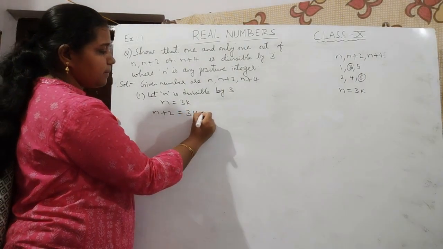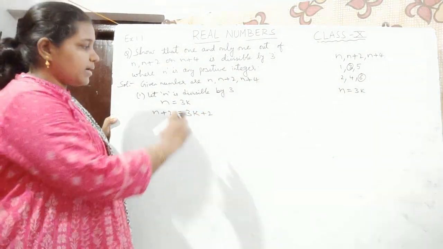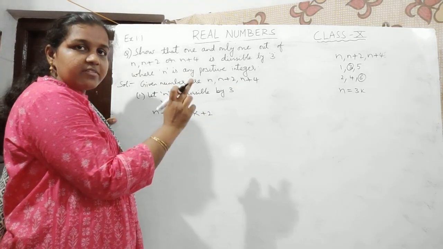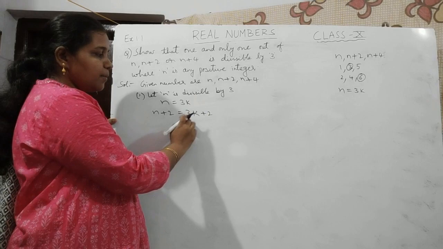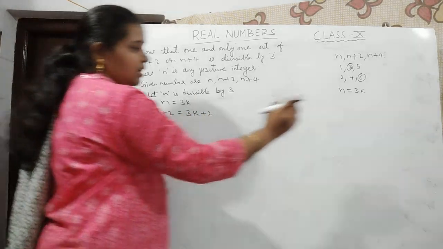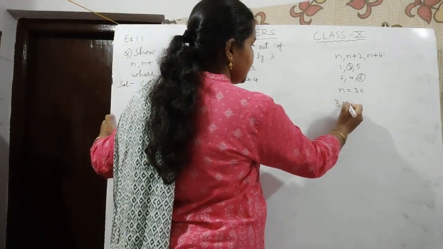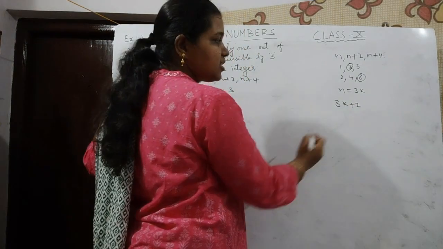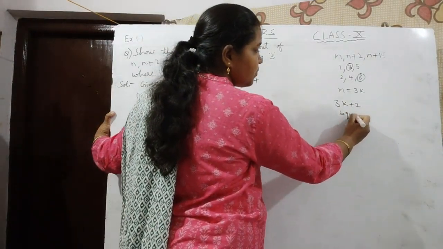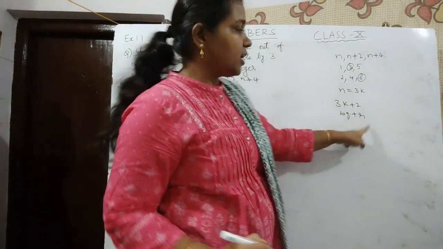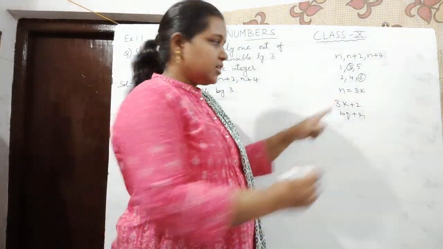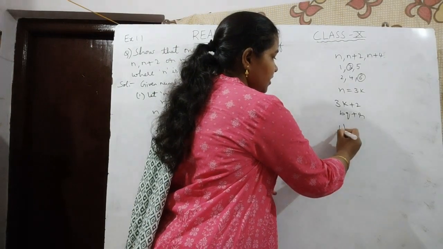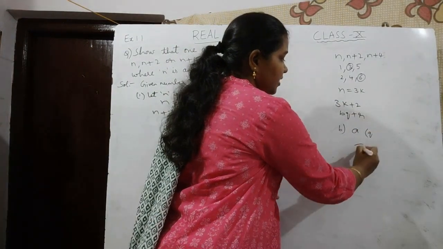n plus 2 is equal to, in place of n, 3k plus 2. Now compare this 3k plus 2 with our Euclid's division lemma. This is in the form of bq plus r. What is r here? r is 2, r is the remainder. What is b? b is 3. So when you divide a by b, we get quotient q and remainder r.